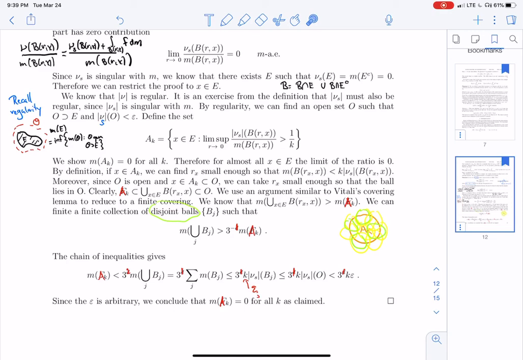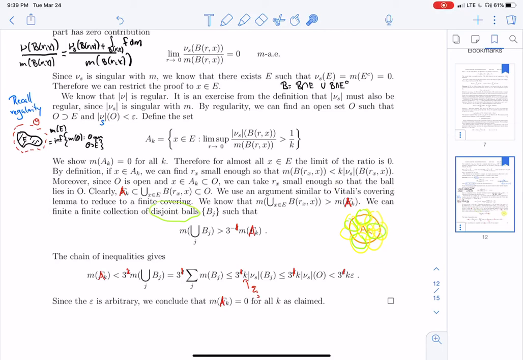I might lose some. O contains the union of the B_j, and I know that nu of O is small. That was my beginning part. And epsilon is arbitrary, so I think M of A_K goes to 0 and I'm done. All right? So, nice little result, Vitali's covering lemma. We're going to see that a bit later.